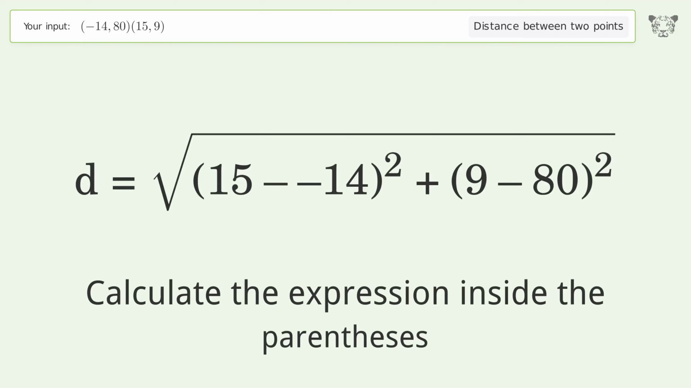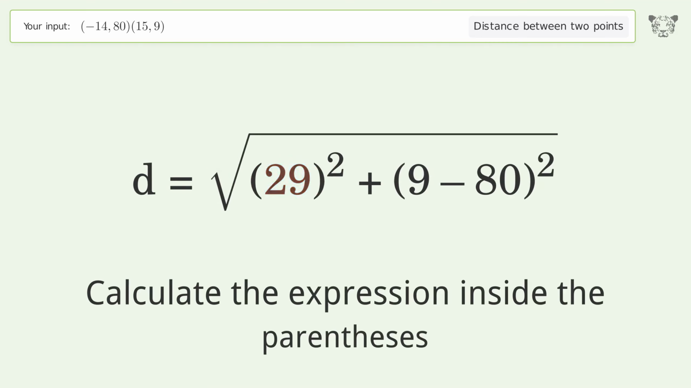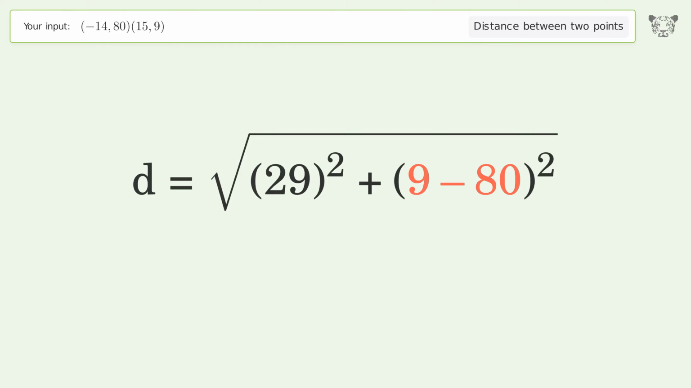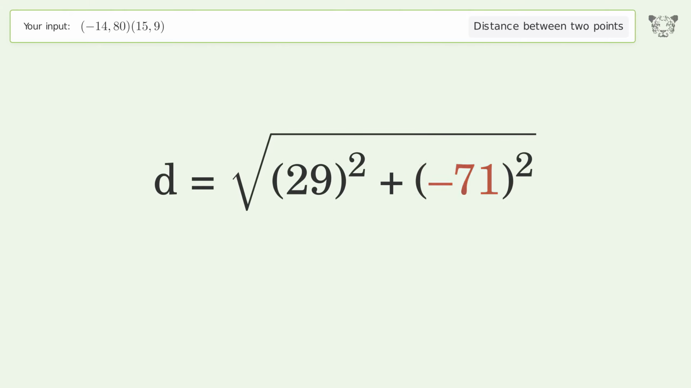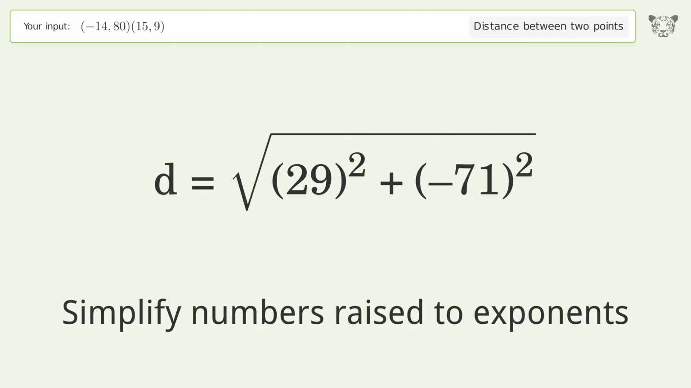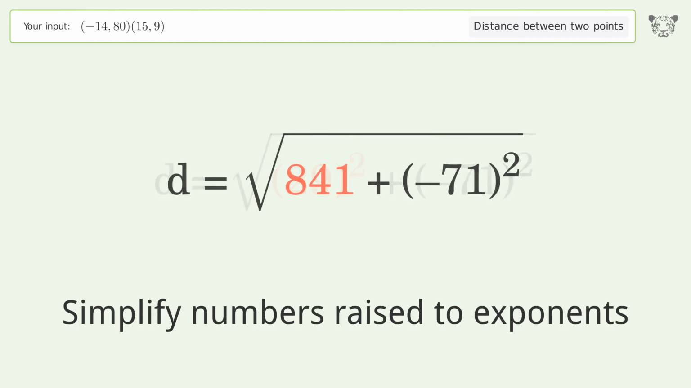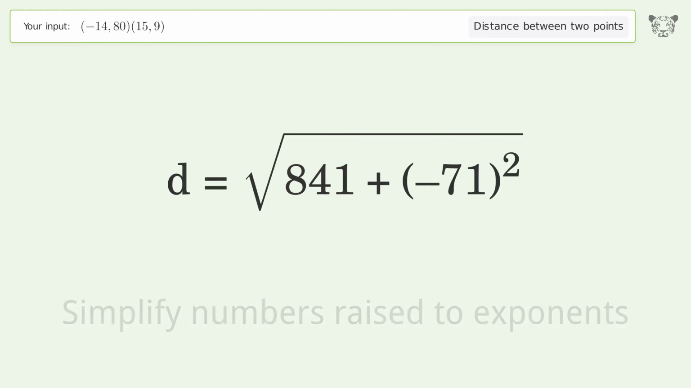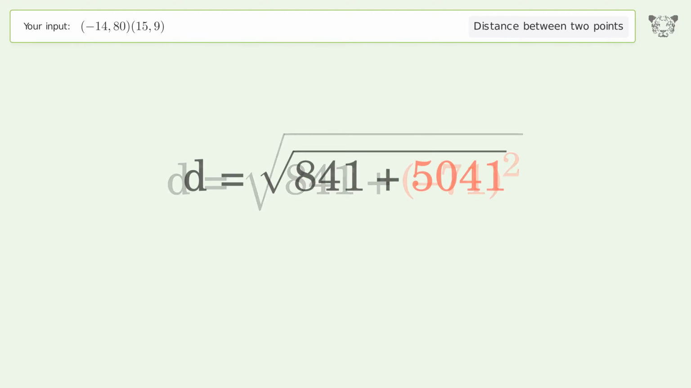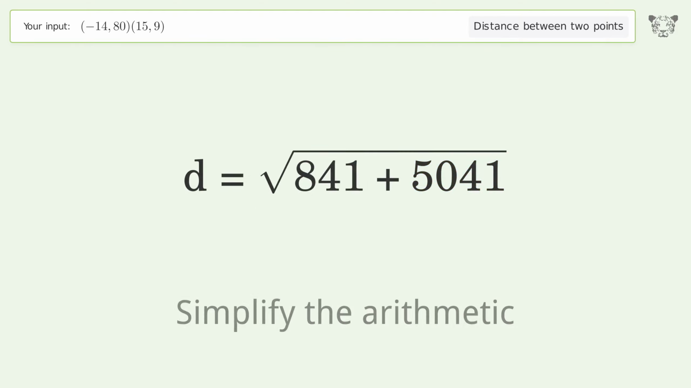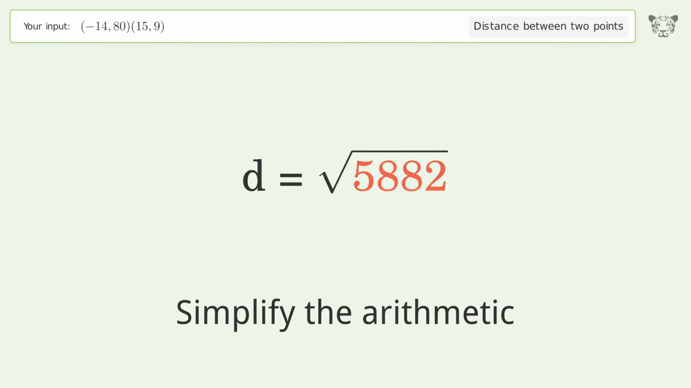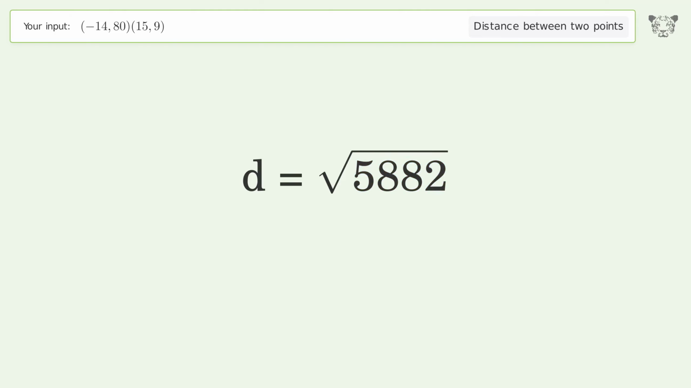Calculate the expression inside the parentheses. Simplify numbers raised to exponents. Simplify the arithmetic. And so the distance between the 2 points is the square root of 5,882, or 76.694.